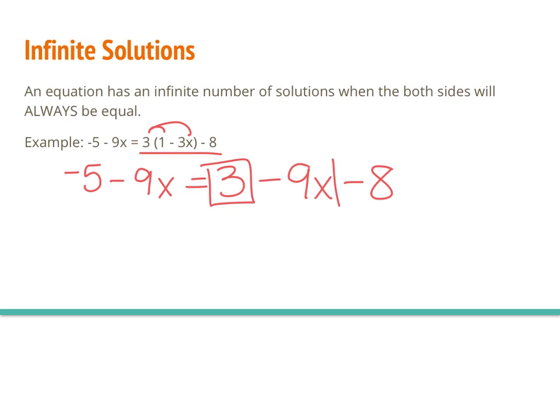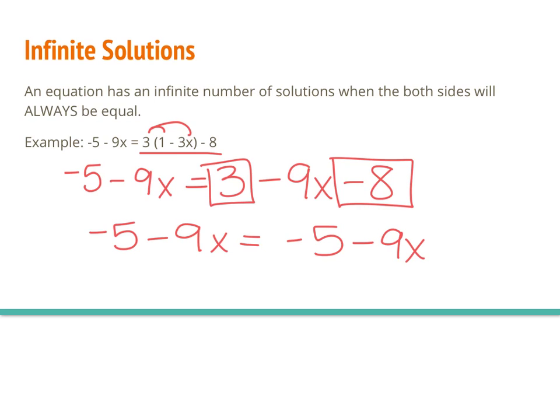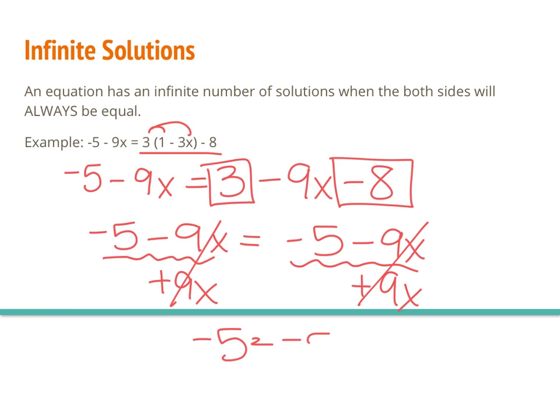And then I'm going to combine like terms. So I'm going to get negative 5 minus 9x equals 3 and negative 8, which is also negative 5 minus 9x. Now at this point you can see that on the left I have this expression, on the right I have the same expression. So it really doesn't matter what x is because the left side is always going to be equal to the right. If I take away my x's, I'm going to get negative 5 equals negative 5.